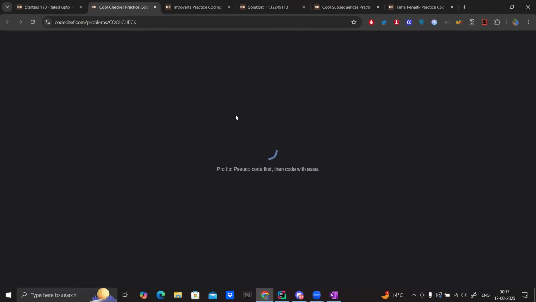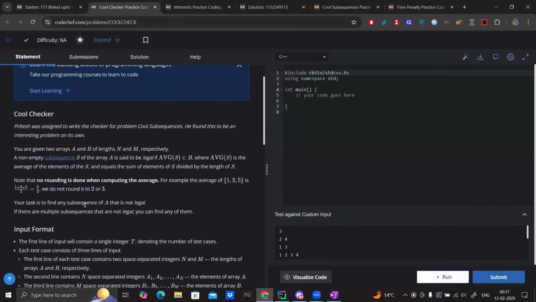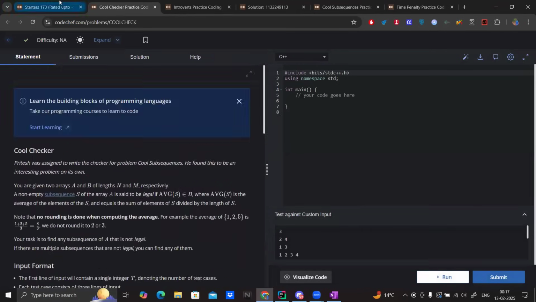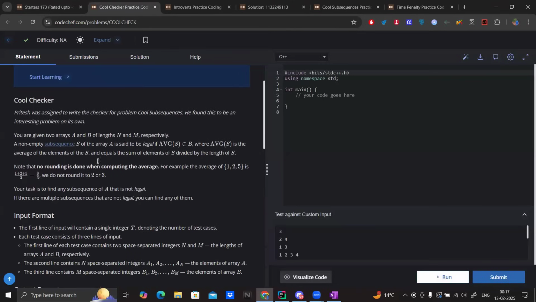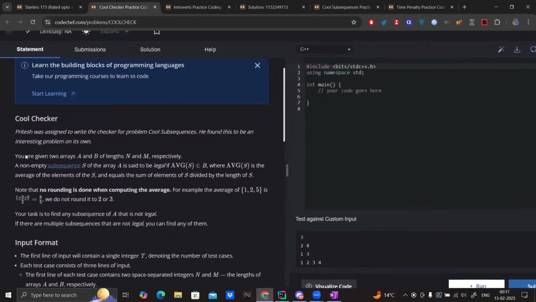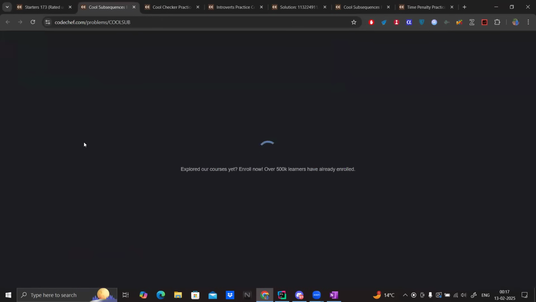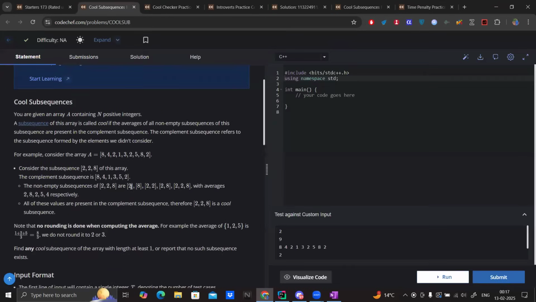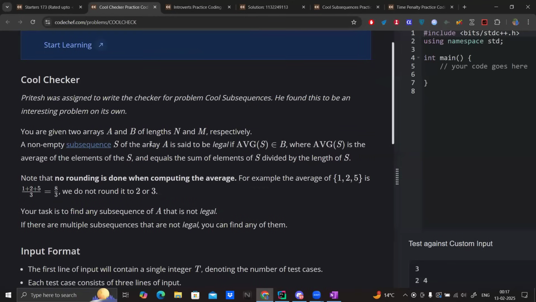Cool checker. Okay, so this problem is pretty nice. Okay, let's do this one first. So this was the problem, right? The cool subsequences. Now actually we are supposed to write its checker, that is, check whether the answer printed is correct or not.